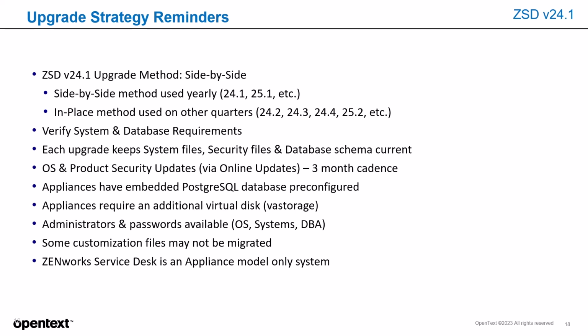Appliances require an additional virtual disk, VA storage, ever since version 7.5. Administrator passwords, make sure that they're available for when you're doing your upgrade for the OS, the systems, the DBA, just in case you run into anything, you may need to contact them or have those available so that you can take care of those things should you call support. Some customization files may not be migrated, so be aware of that.